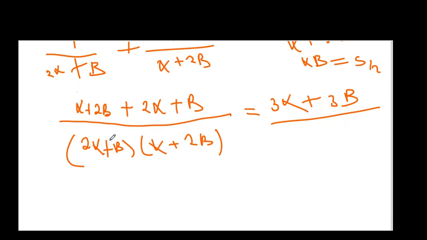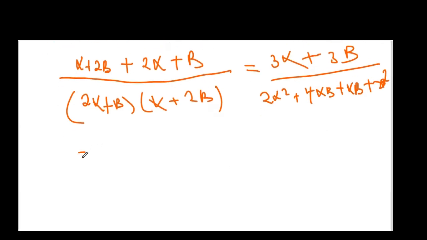So 2α multiplied by α, we are going to get 2α squared. Then 2α multiplied by 2β, we are going to get 4αβ. I hope you are following. Then β multiplied by α, we are going to get αβ. And then β multiplied by 2β, we're going to get 2β squared. Okay, so that's what we have. Let's write it down here.